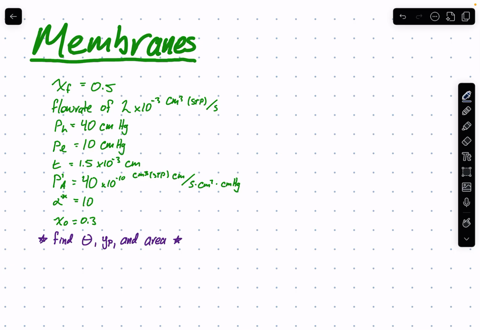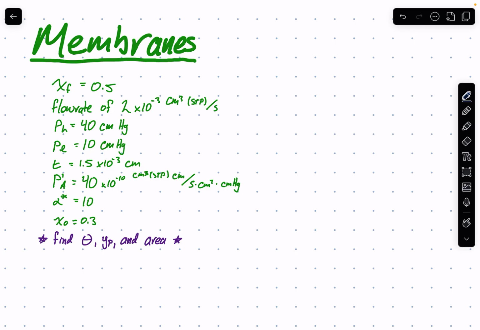The thickness of our membrane is 1.5 times 10 to the minus 3 centimeters. Our permeability is 40 times 10 to the minus 10 with the units as given here. And our separation factor is 10. Finally, we're given a reject composition x naught of 0.3. And we're asked to find the cut or the fraction permeated theta, our permeate composition yP, and the area of our membrane needed for this separation.